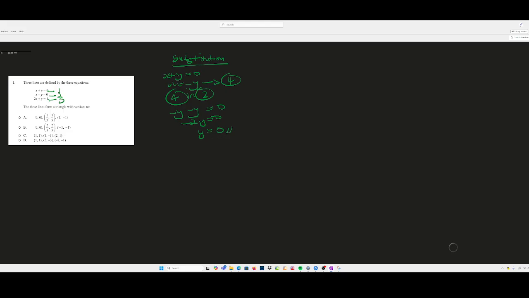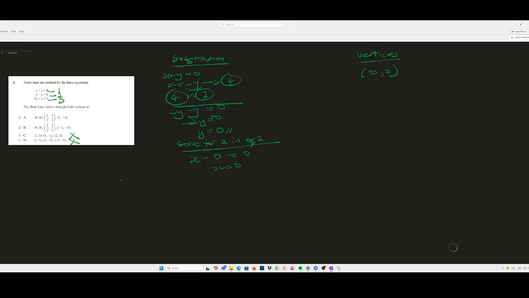So if y equals 0, what's going to be x? We're going to solve for x in equation 2. If we're solving for x in equation 2, we're going to have x minus 0, because y is equal to 0, is equal to 0. So x equals 0. So our first vertex is 0, 0. So which options don't have 0, 0? C and D. So I'm going to eliminate C and I'm going to eliminate D. This is how we solve it faster through elimination.